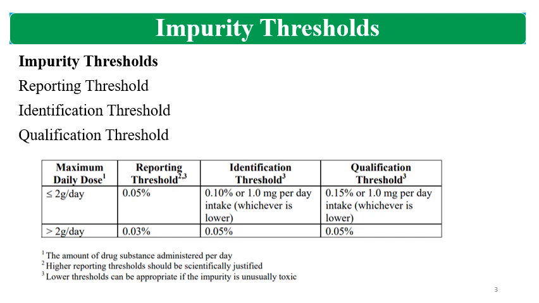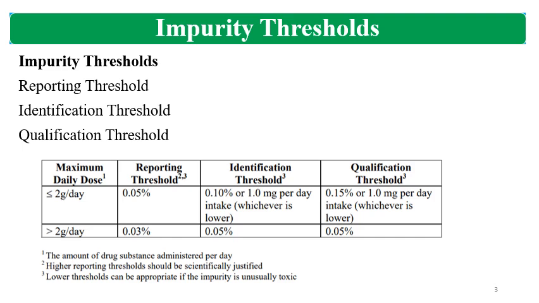Impurity thresholds are mainly given as three thresholds: reporting threshold, identification threshold, and qualification threshold. So threshold is nothing but the minimum percentage of the impurity above which the identification, reporting, or qualification is required to be done. So that is the basic meaning of threshold.